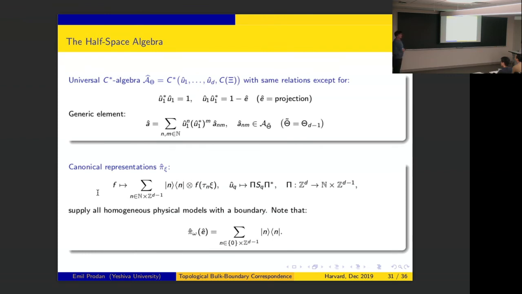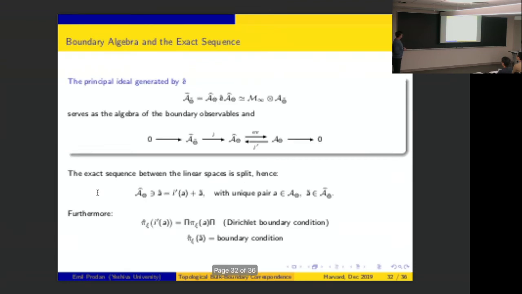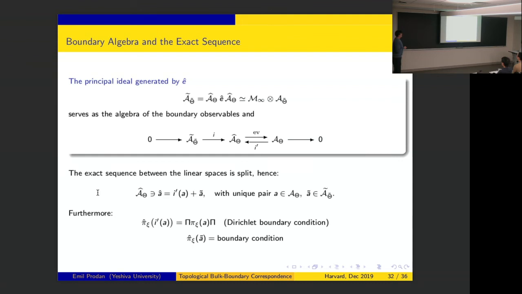So this is a half-space algebra, and through this canonical representation, I can generate any half-space Hamiltonian, which is a bulk Hamiltonian with all the bonds chopped off along the plane. In addition, a boundary condition is put, so the sectioning is not ideal. The boundary algebra. Inside this half-space algebra, there is an ideal. It's just all elements which have this projection in between. So an element from this ideal is of the form A times E, A hat, E hat, A prime hat.